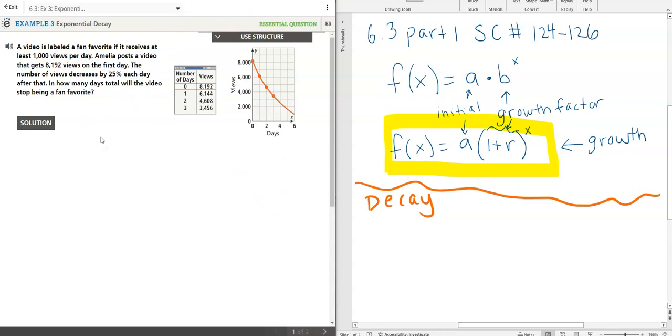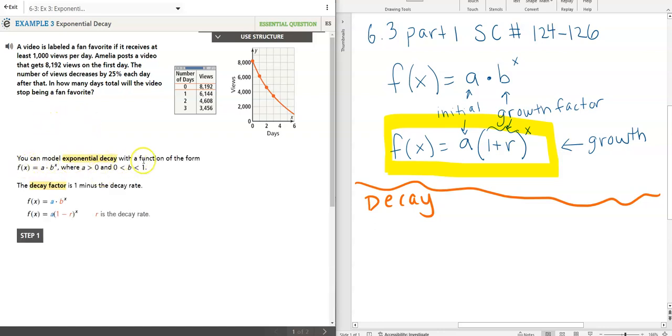Amelia posts a video that gets 8,192 views on the first day, and then the number of views decreases by 25% each day. So that makes sense. As the video becomes old, it starts losing interest and losing views, and that can happen at an exponential rate. It can happen really quickly. In how many days total will the video stop being a fan favorite? Okay, and how many days basically will it have close to no views?